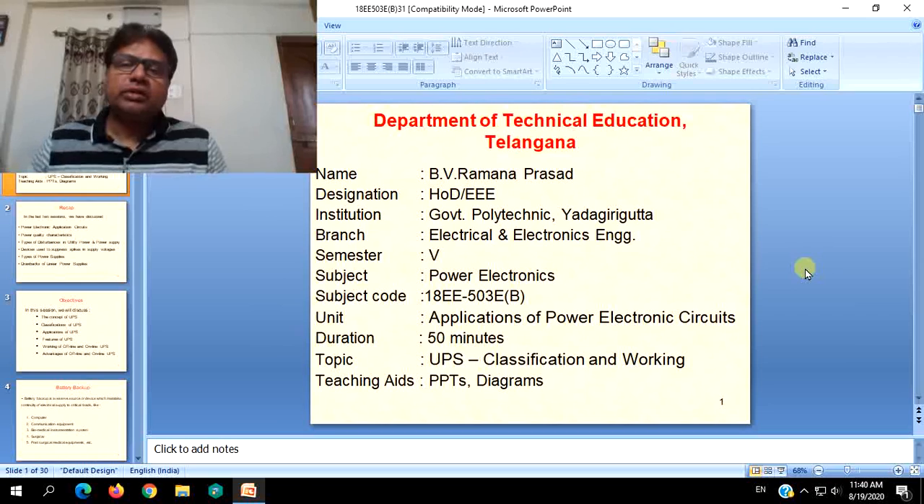And those power supplies are of three types: linear or conventional power supply, which we have discussed in the previous session. It has its own drawbacks, which will be acting just like an intermediary power source between the actual source and the load. And the other two types are UPS, that is uninterrupted power supply, and SMPS, switched mode power supply.